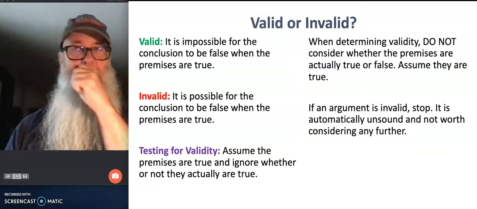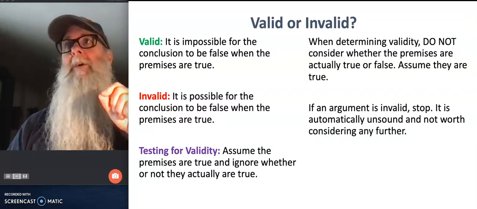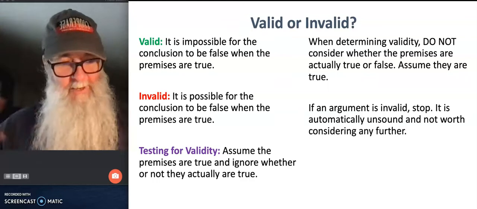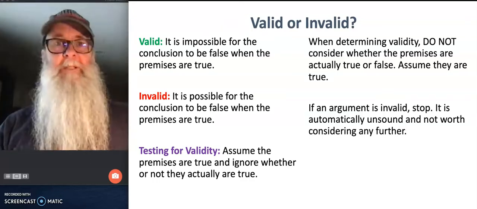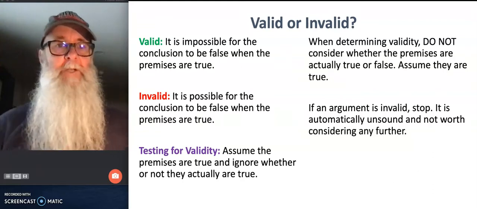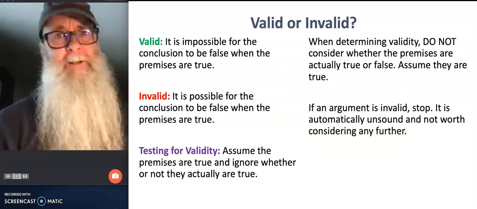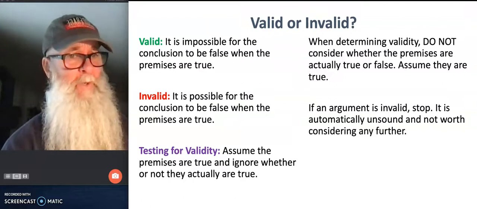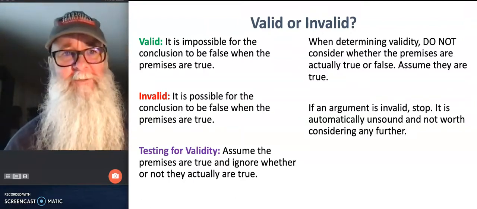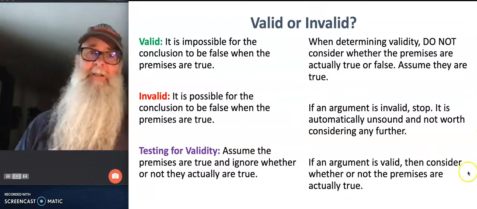It's automatically unsound. Okay. What I mean by that is this. I saw lots of folks saying, in fact, I saw some folks saying this argument's invalid but sound. It's like, no. Only valid arguments can be sound. By definition, all invalid arguments are also unsound. Okay. So once you have arrived at the conclusion that an argument is invalid and you think you have a way to prove that, stop. It's not worth any more of your time. Don't waste any more of your time on it.